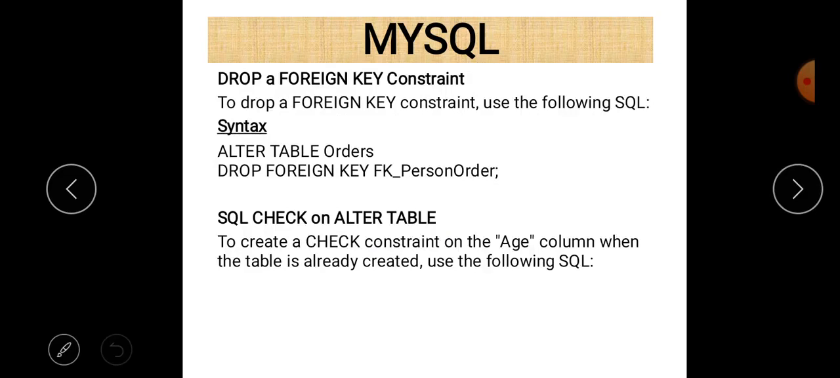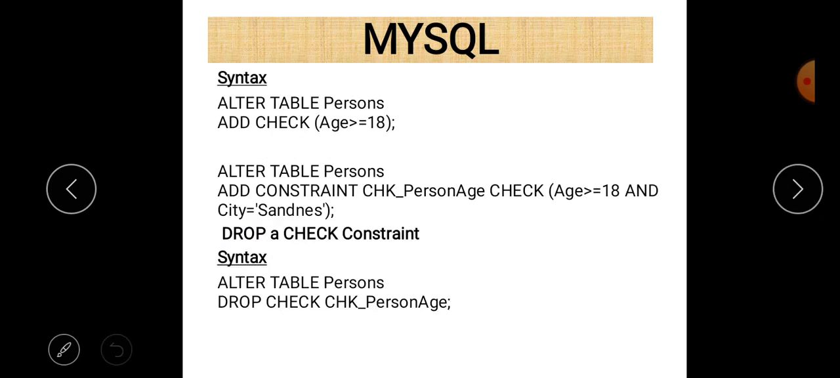Next is SQL check on alter table. To create a check constraint on the age column when the table is already created, use the syntax alter table persons add check, and the condition is age is greater than 18, written within the parentheses. So after the execution of that statement, the check constraint will be added using the alter table statement.